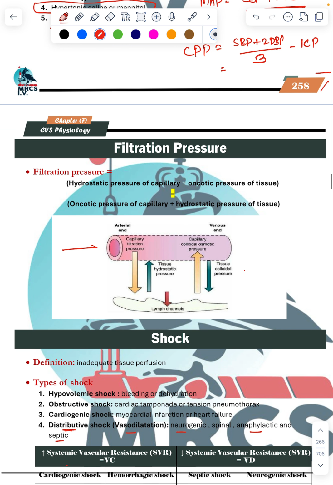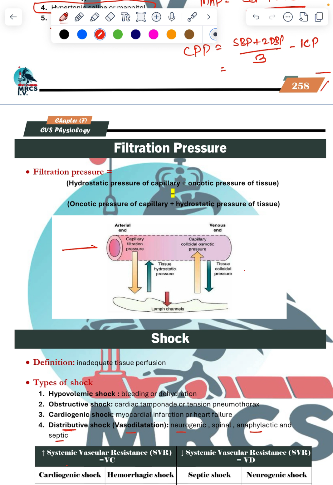How is filtration pressure determined? There is always the capillary and the lymph, and in between them the tissues. Capillary filtration pressure depends upon capillary colloid osmotic pressure. Osmotic pressure tries to draw the fluid inside, while filtration pressure tries to draw the fluid outside. Capillary filtration pressure minus colloid pressure will definitely cause leaking. So it is the hydrostatic pressure of the capillary plus the oncotic pressure of the tissues, versus the oncotic pressure of the capillary plus the hydrostatic pressure of the tissues.